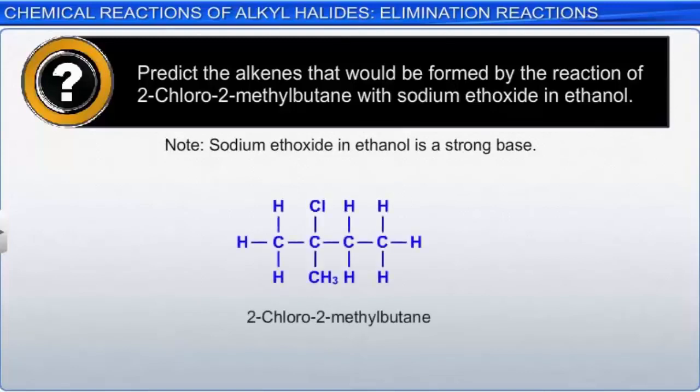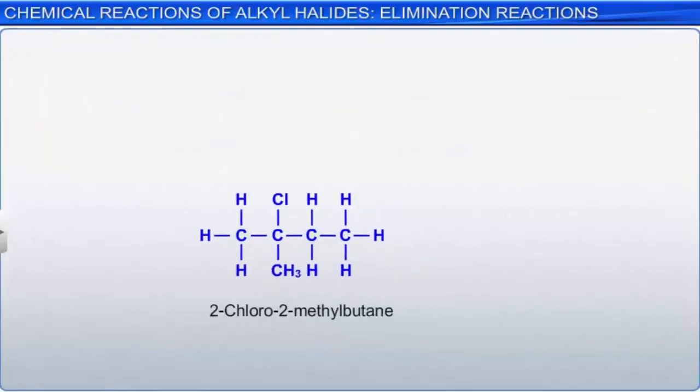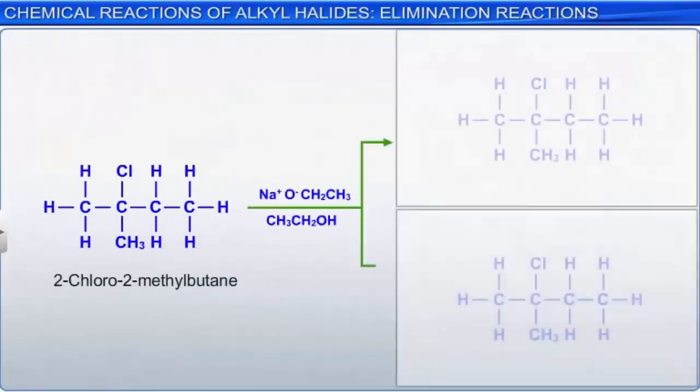How can dehydrohalogenation by beta elimination occur in this molecule? The chlorine atom can be removed from carbon number 2. But from the structure, we see that there is a choice of two positions from which a hydrogen could be lost. Two products will form.